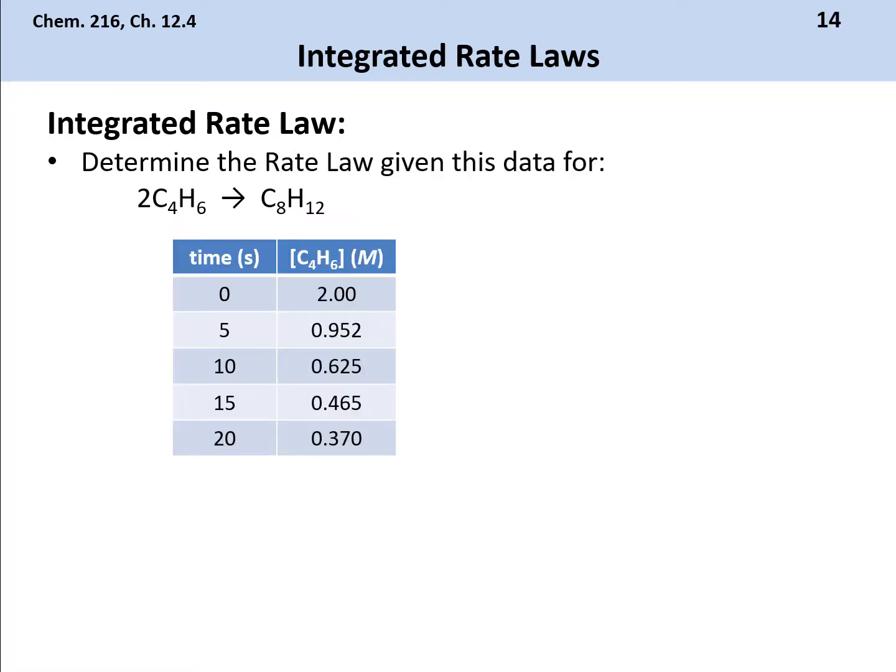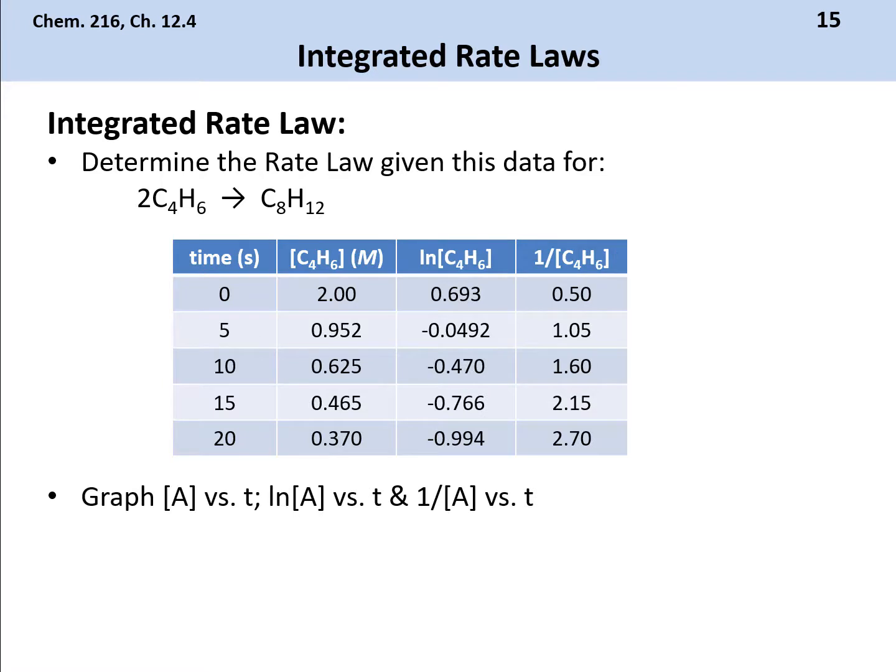All right, let's take a look at that. All right, let's say we have this. We're to determine the rate law given some data for this reaction. 2C4H6 goes to C8H12. Right? So I have some data here. At time 0, we had 2 molar. At time 5, we had 0.952. At 10 seconds, we had 0.625, etc.